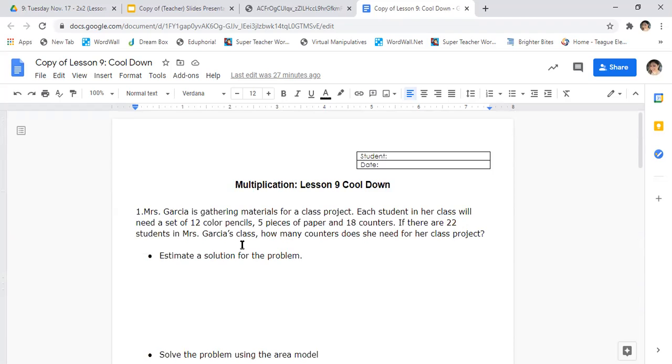Don't forget to use your multiplication chart and use your notes so that you can make sure that you know what strategies to use. So good luck on this activity, and I hope that you are well prepared for the test that you're going to take on Thursday.